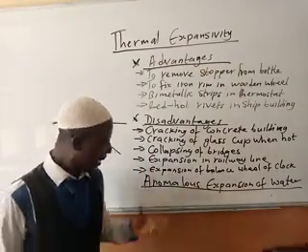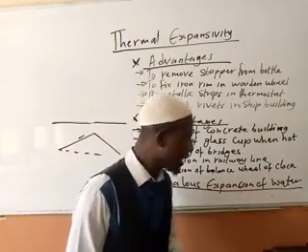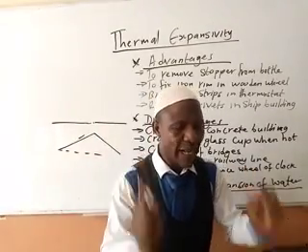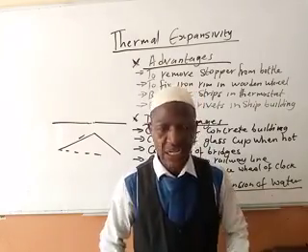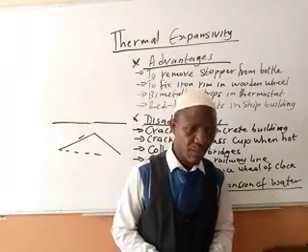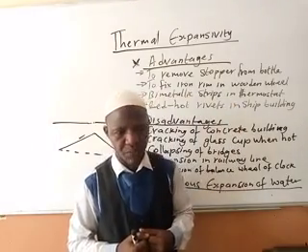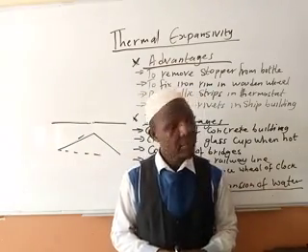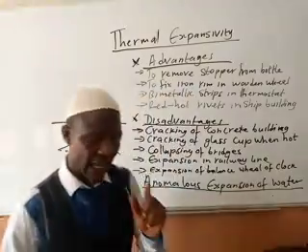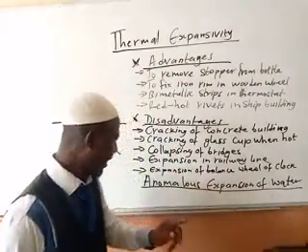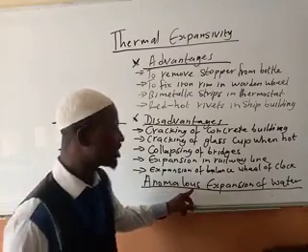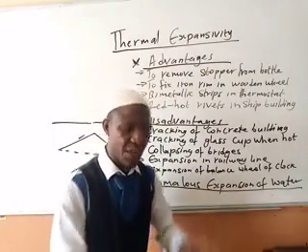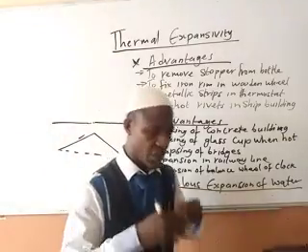Then the next one is anomalous expansion of water. Now, we said when you apply heat to an object, generally we are expecting that object to expand. But when you remove heat from the object, we are expecting it to contract. But in the case of water, it behaves abnormally, and this unexpected behavior is what they refer to as anomalous expansion. Anomalous means abnormal, something that is not normal. The normal thing is when you apply heat, the object expands.